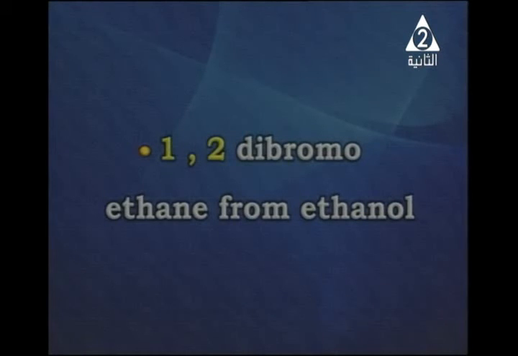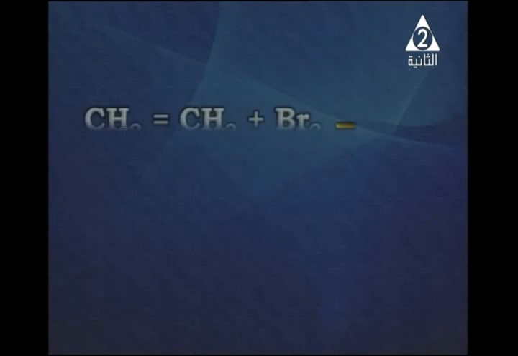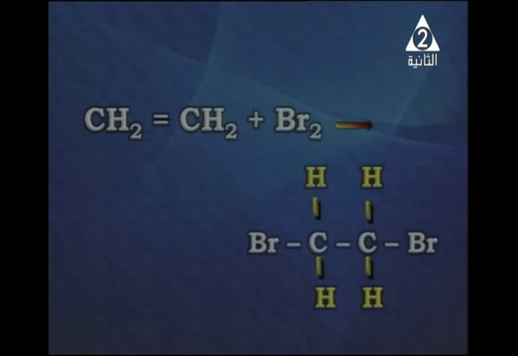Next point, 1,2-dibromoethane from ethanol. Here, on heating ethanol at 180 degrees Celsius in the presence of concentrated sulfuric acid, which is a dehydration reaction, it gives ethylene and water is produced. Then ethylene, when it reacts with bromine solution in the presence of carbon tetrachloride as solvent, gives 1,2-dibromoethane as shown on the screen.